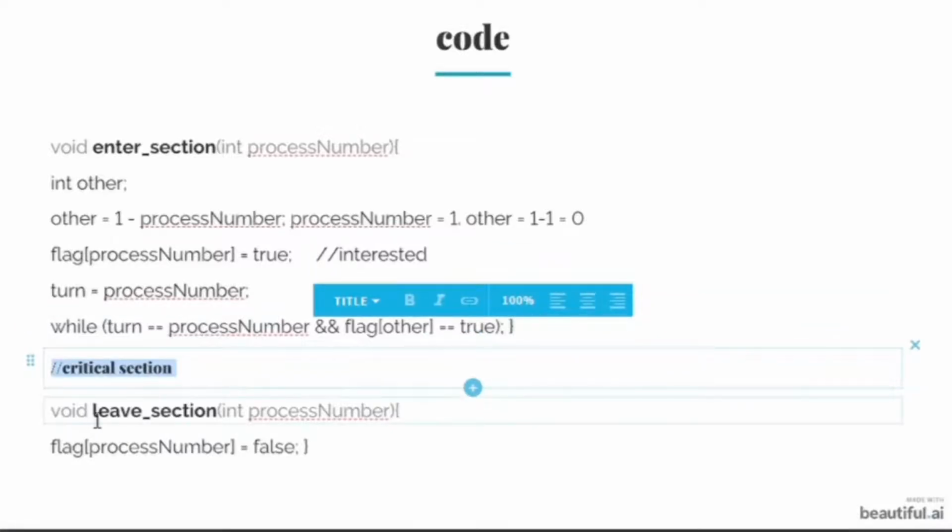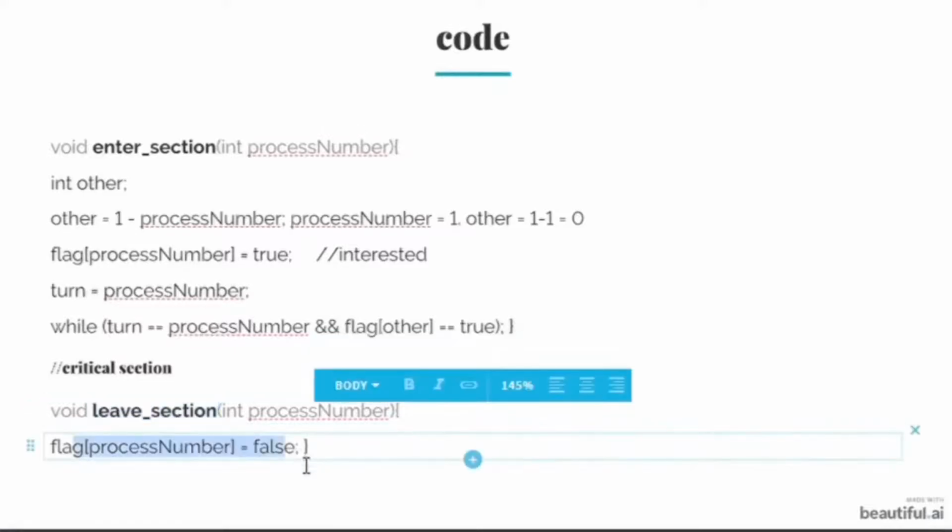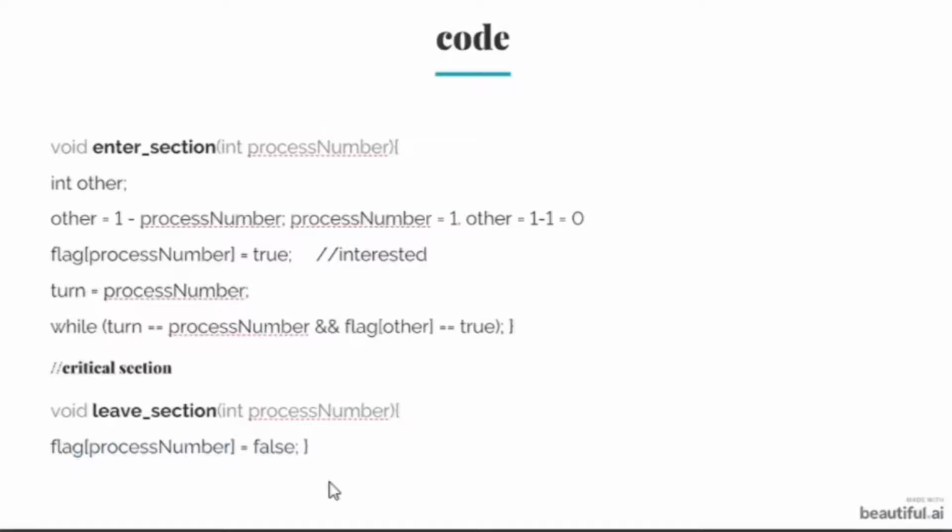After the process is done with its own critical section, it calls the leave section method and gives it its process number. This method changes the flag into false. This means that the process is no longer in its critical section and it's done, it's not interested until it changes the flag again into true.